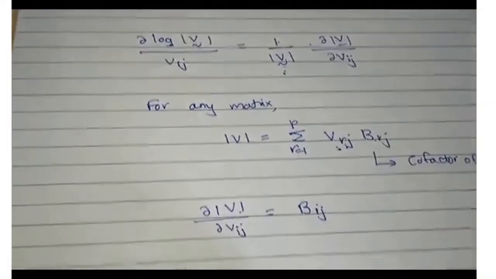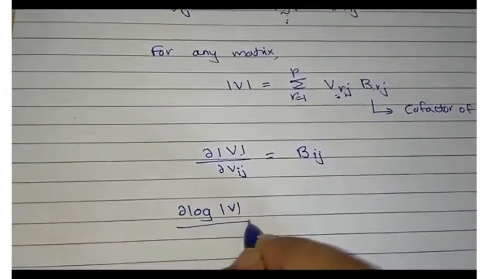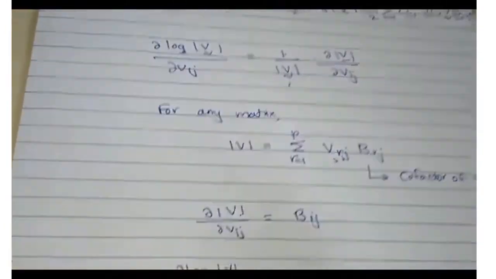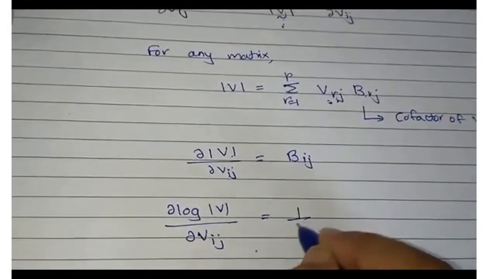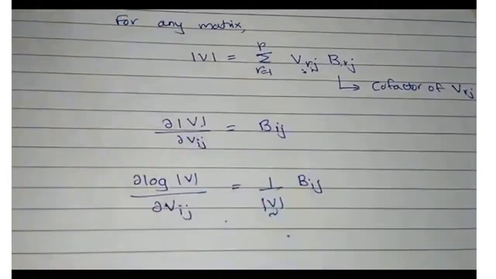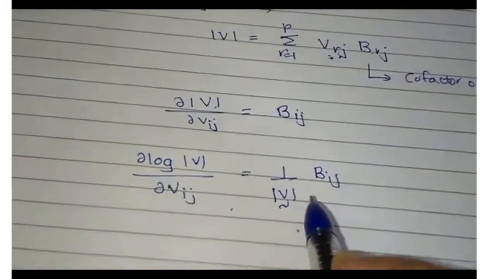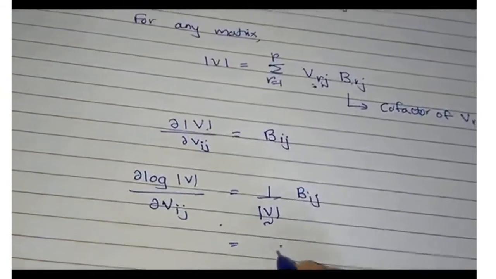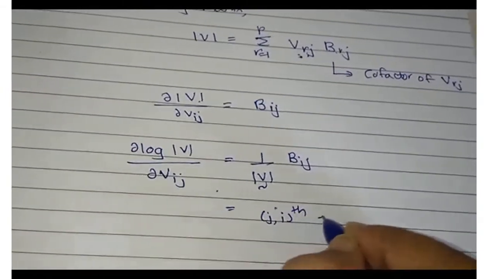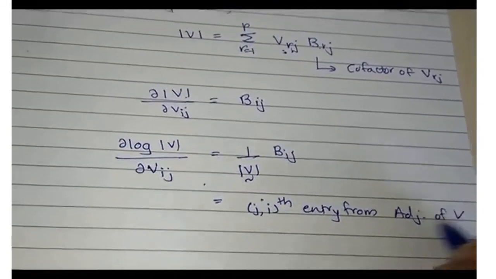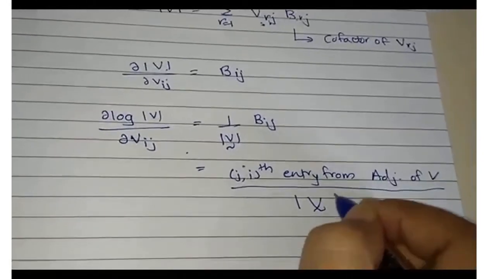So substituting it in this, what I get is the derivative of log determinant of V with respect to Vij as 1 upon determinant of V into the cofactor of the ijth entry. And this you know is nothing but the ijth cofactor. So this is actually the jith entry from the adjoint of V divided by the determinant of V.